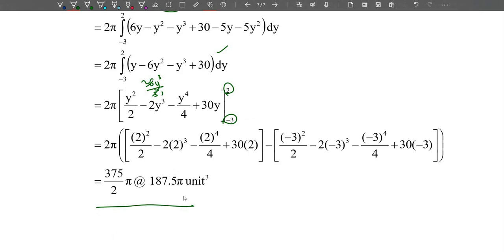That's all for volume by the cylindrical shells method, and it marks the end of this course. Try to grasp an understanding of how to do volume by the cylindrical shells method. Thank you.